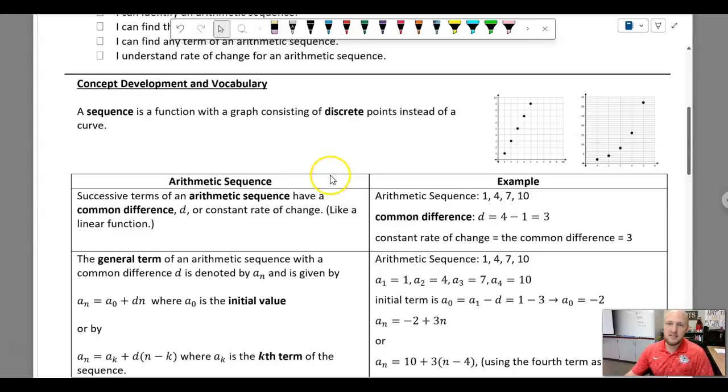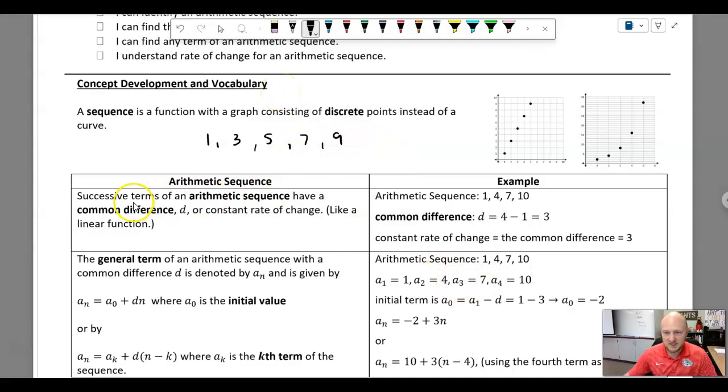A sequence is a function with a graph consisting of discrete points instead of a curve. If you look at this data here, my numbers are 1, 3, 5, 7, 9. My first term here is 1, my second term is 3, third term is 5, fourth term is 7, so on and so forth. This is a sequence. It's a list of numbers.